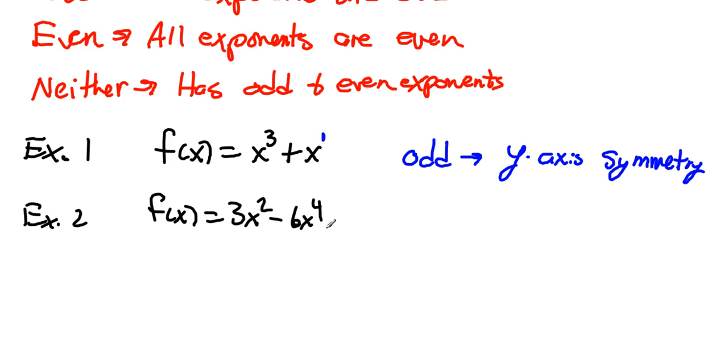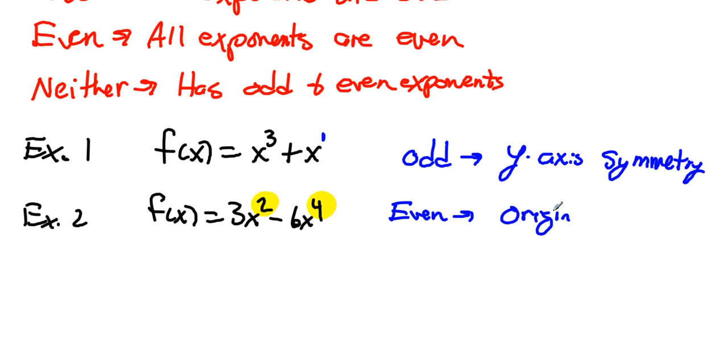Okay, you've got 3x squared minus 6x to the fourth. Again, you're only looking at the exponents. They're both even, so it's an even function. And if it's even, that means it has symmetry with respect to the origin. So I think this is one of those.